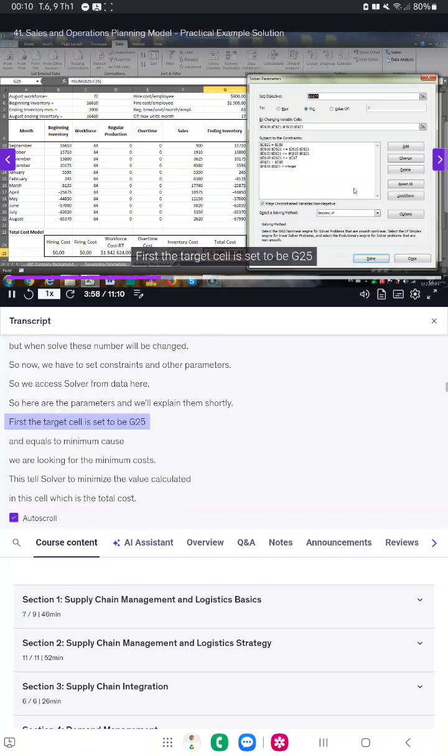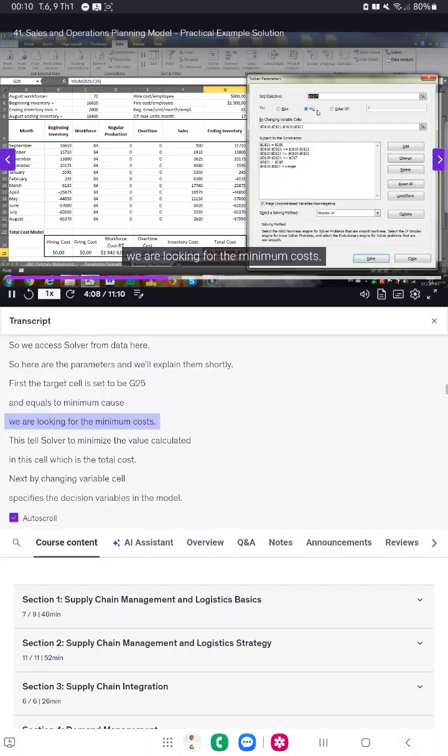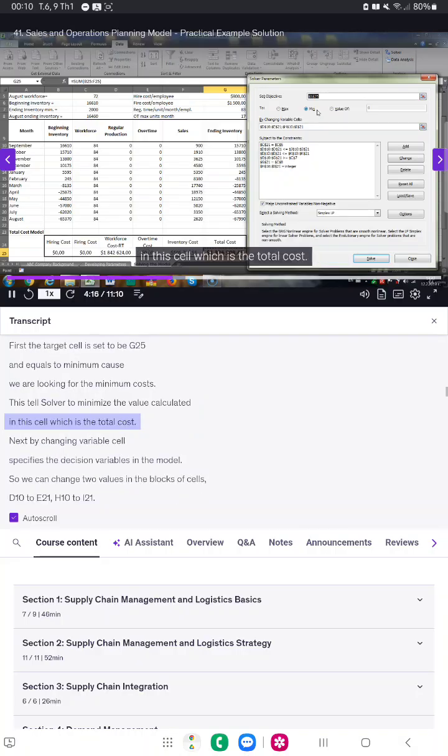First, the target cell is set to be G25 and equals to minimum, because we are looking for the minimum cost. This tells Solver to minimize the value calculated in this cell, which is the total cost.